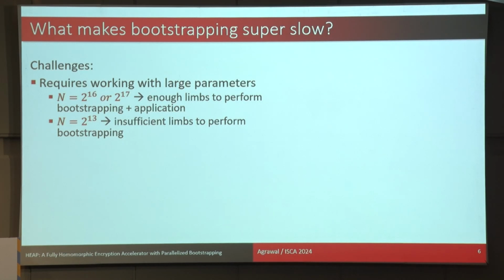The reason why bootstrapping is super slow is, first, that bootstrapping itself consumes up to 16 to 17 limbs of the ciphertext, implying we must work with at least an N equal to 2^16 or 2^17 parameter set to have enough limbs to perform bootstrapping and then the operations in the application under evaluation. If one were to go with a smaller parameter set, like N equal to 2^13, there won't be enough limbs in the ciphertext to perform even bootstrapping. So with these large parameters and smaller caches, a lot of time goes in shuttling the data between the on-chip memory and the main memory.